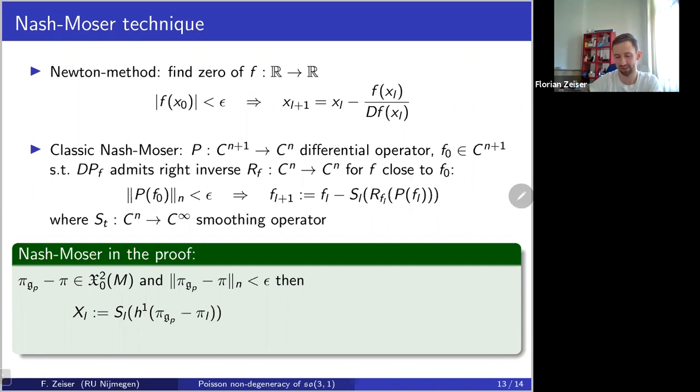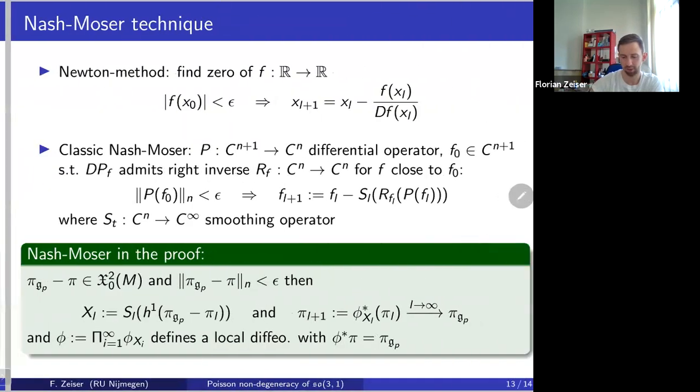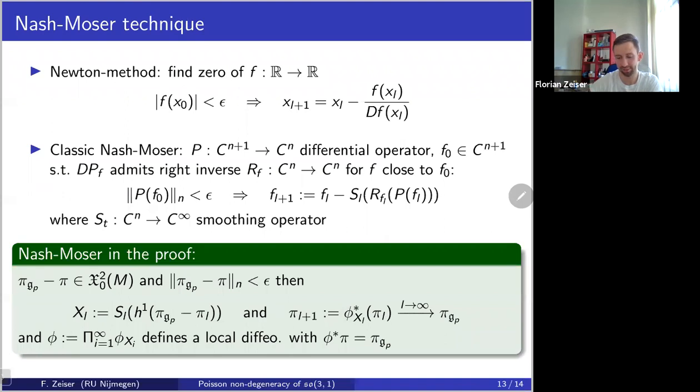And then the way we define the iteration is the following. Phi of X_l here is the time one flow with respect to the vector field X_l, and pi_{l+1} is just defined to be the pullback of this. Then one can show that this iteration indeed converges to the linear Poisson structure. The composition of all these time one flows of these vector fields defines a local diffeomorphism which does what we want: the pullback of it maps this pi to its linearization.